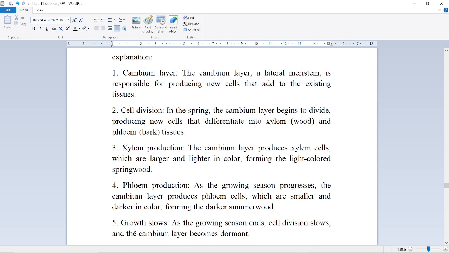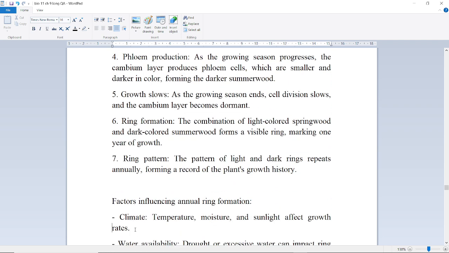Next is phloem production. As the growing season progresses, the cambium layer produces cells which are smaller and darker in color, forming the darker summer wood. Growth slows. As the growing season ends, cell division slows and the cambium layer becomes dormant. Ring formation, combination of light-colored spring wood and dark-colored summer wood forms a visible ring marking 1 year of growth. Ring pattern, the pattern of light and dark rings repeats annually, forming a record of plant's growth history.